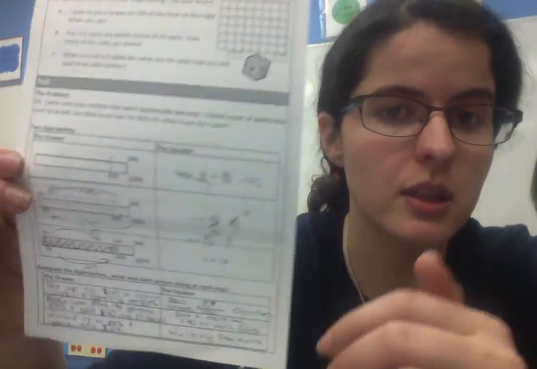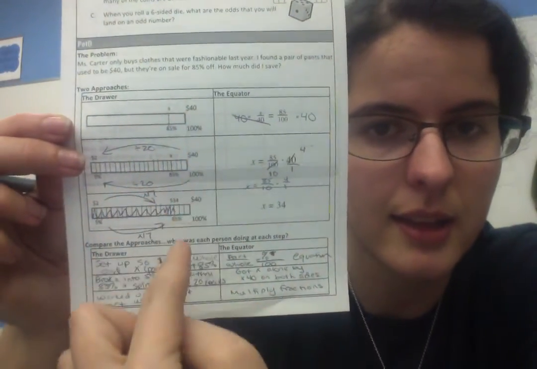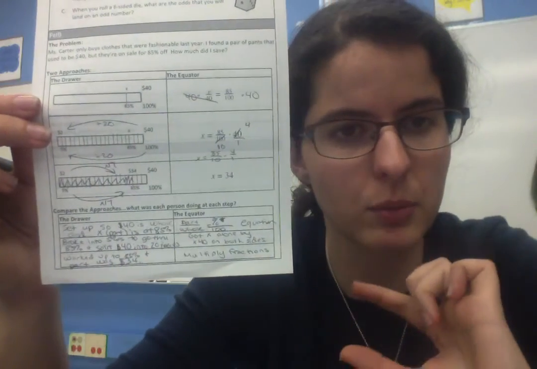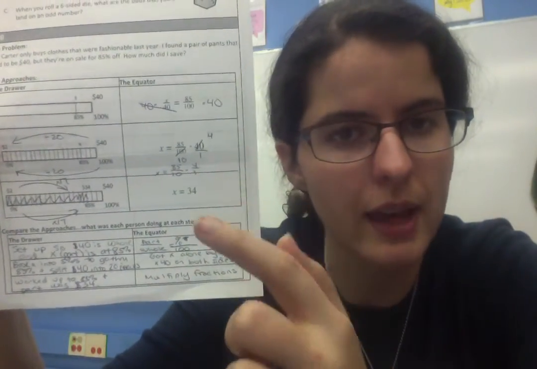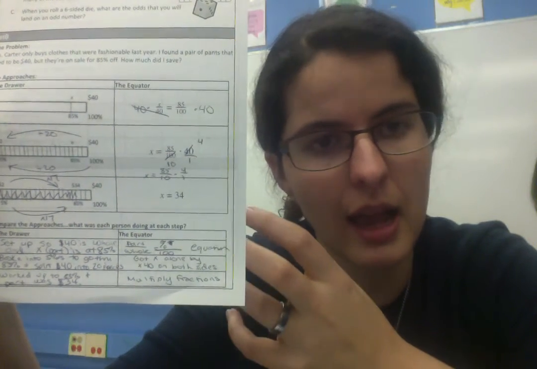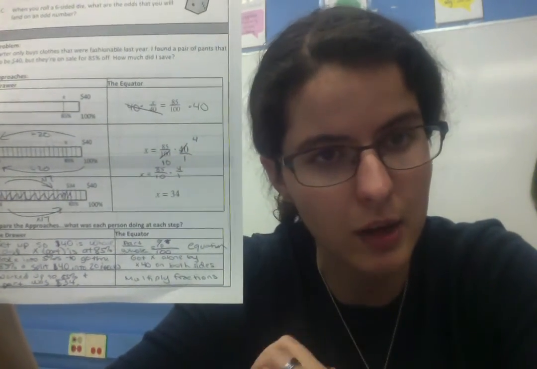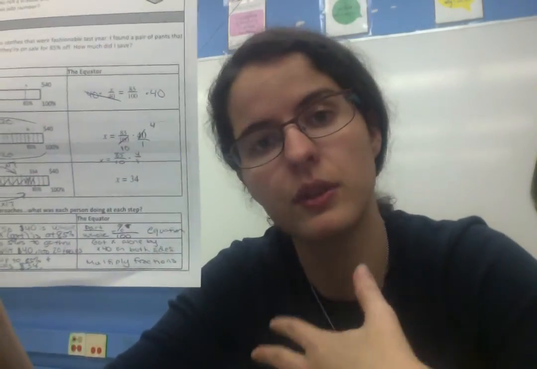So big differences here is that in the case of the drawer, they were thinking about how they could break things down. In the case of the equation, they were thinking about how can I use proportional relationships and then manipulate that equation. What do I know about inverse operations that I could use? So instead of dividing by 40 up here, could I multiply by 40 so that I now have x alone? Undo that.